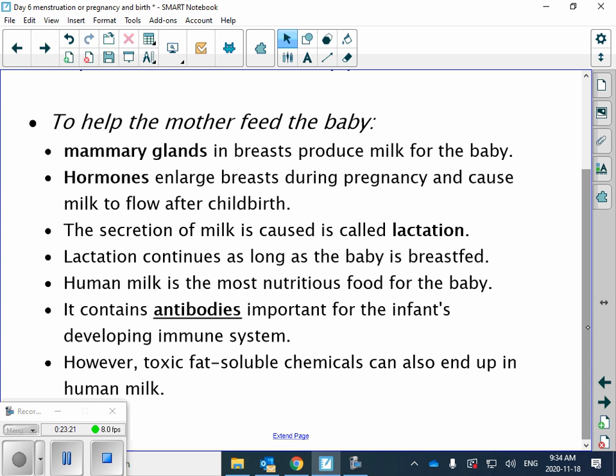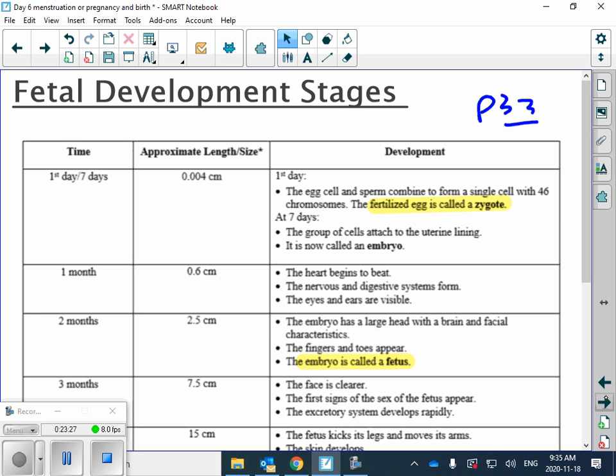Okay. Any questions so far? Well, there's just a chart on the last page, so you can maybe have a look at that on your own and have a quick read through it, and then we'll go to the worksheet.